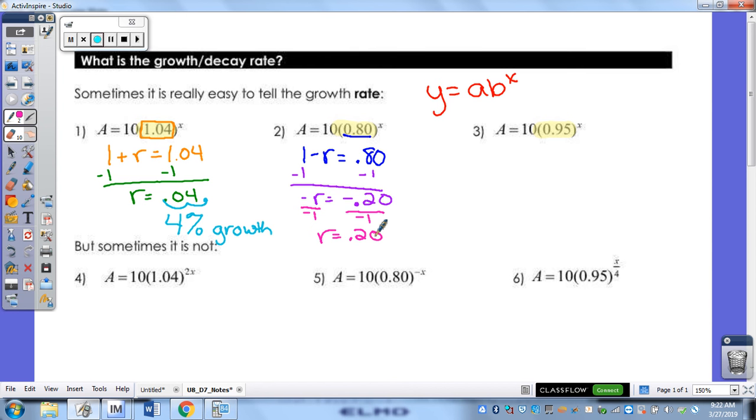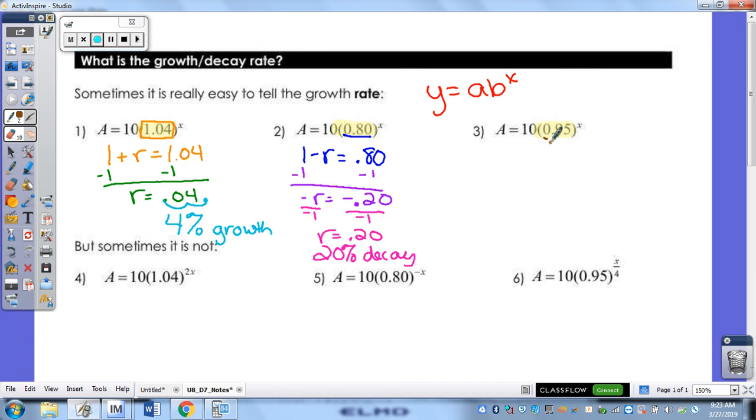As a percent, what would that be? 20%. And again, this one was decay, because the value was less than 1 to start with. So 20% decay. Some people can, and some people can't. So I'm teaching a strategy for the people who can.